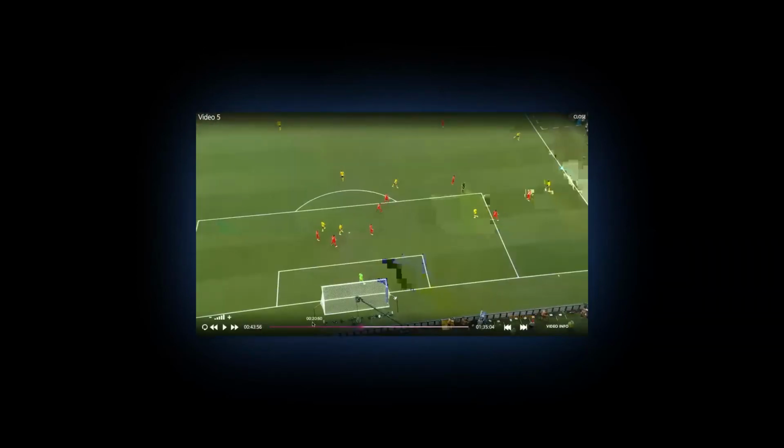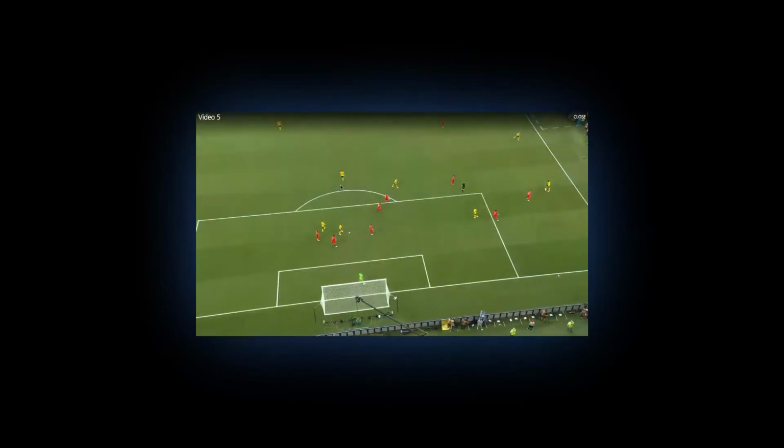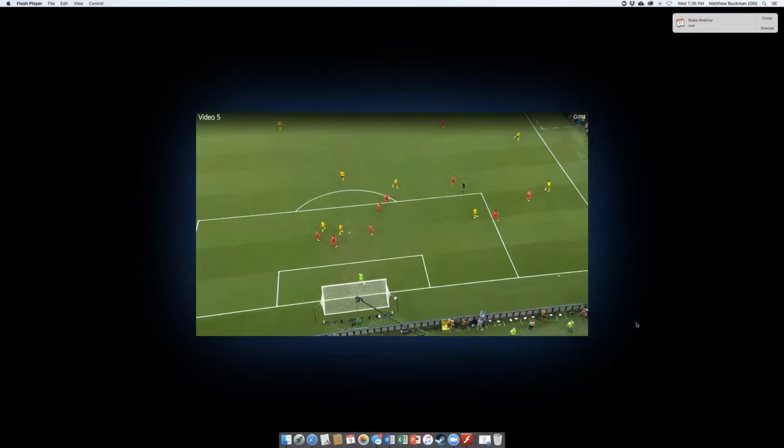Okay, show of hands, who has a foul on the yellow player? A handful of people have a foul on the yellow player. Who has a foul on the red player? Okay, a few more hands. And who has no foul? Okay, more no fouls than not.